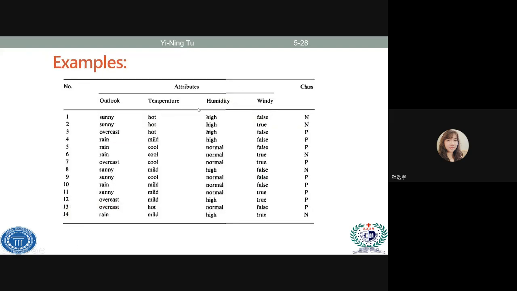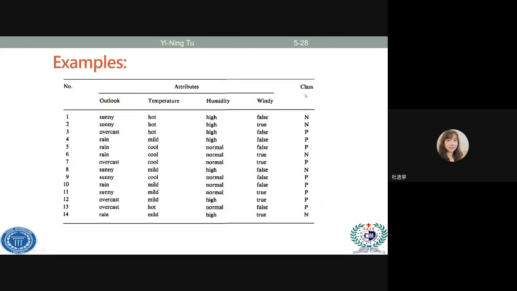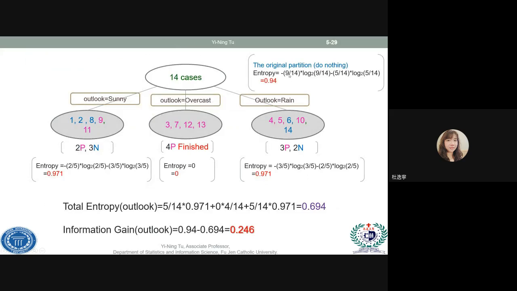Okay, we go back to this example. We draw the decision tree, right? What I told you is that each record's number has to be included in your decision tree, otherwise you will lose points, and otherwise I don't know which records belong to which list. So please remember that. So in this case, originally there will be 5 no play and 9 play here.